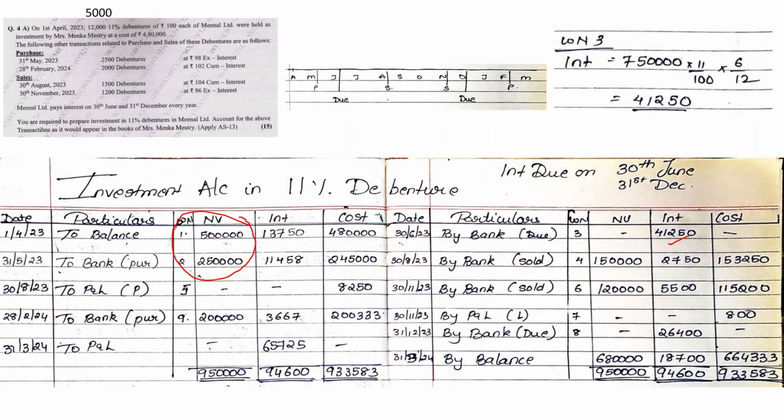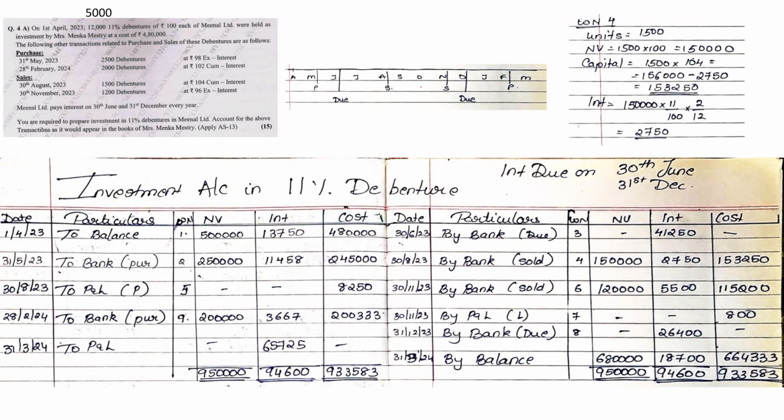June is done. Next is 30th August, where we are selling. Working note number 4. So I'll write here 30th August, buy bank sold, working note number 4. How many units are we selling? 1500 units at the rate of 104 cum interest. In cum interest we have to always reduce interest from the capital value. 1500 into 100 is 1,50,000. 1500 into 104 is 1,56,000.